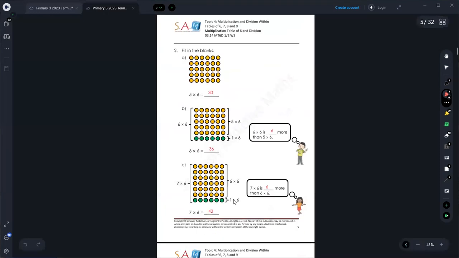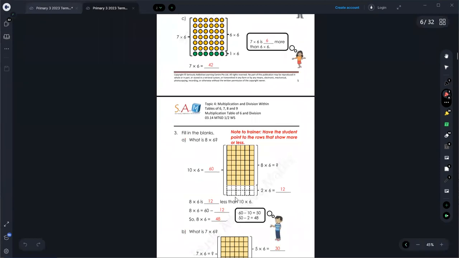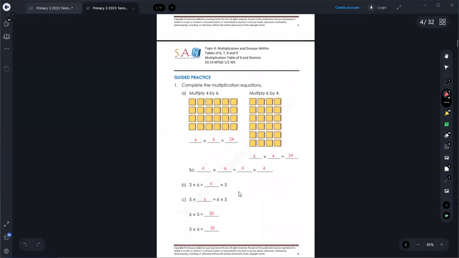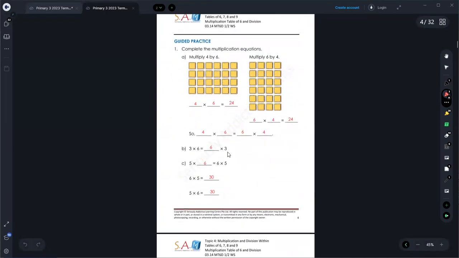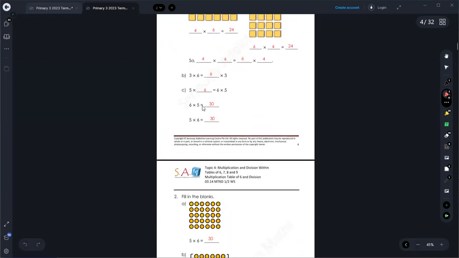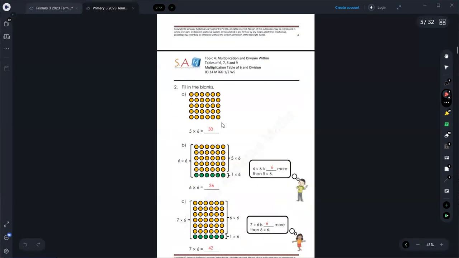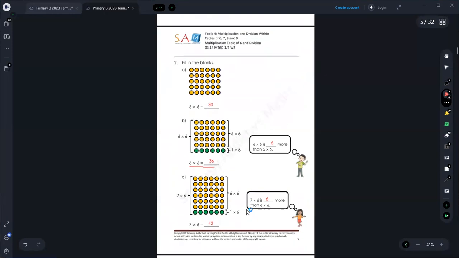So I think the idea here is to get them to see that, we'll just do the guided practice. So that 3 times 6 is the same as 6 times 3, 5 times 6 is the same as 6 times 5. So therefore, 6 times 5 equals 30, and 5 times 6 equals 30 as well. And in case people have forgotten their times table, this is how you can help them. If 5 groups of 6 equals 30, 6 groups of 6 would be 6 more than 30, isn't it? That's how it works.